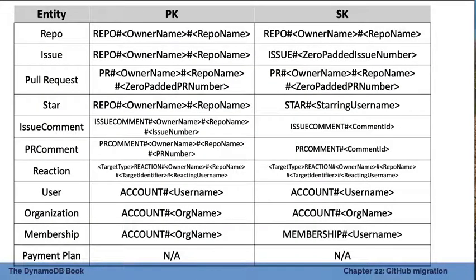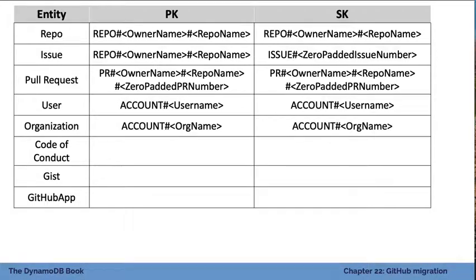Now, usually we build out our entity chart here. We've already got a pretty complex entity chart, pretty full entity chart from that last chapter. I'm going to remove a few of these that aren't going to be relevant, things like stars, issue comments, reactions, things like that. So let's narrow it down a little bit. We take some of those out of there. And then we've added our new entities at the bottom, the code of conduct, the gists, and the GitHub app.